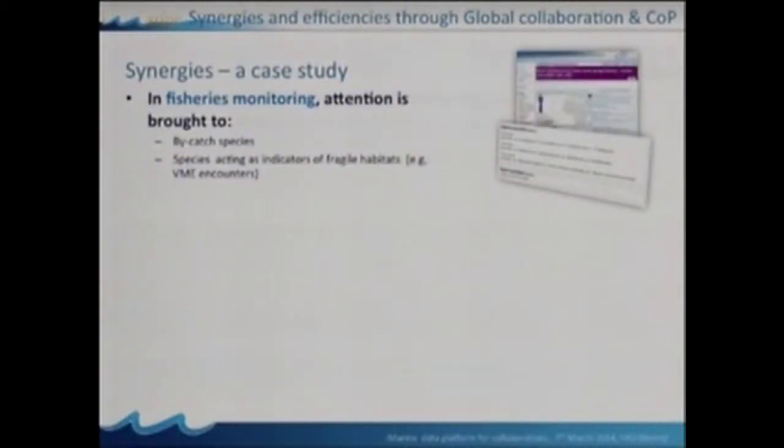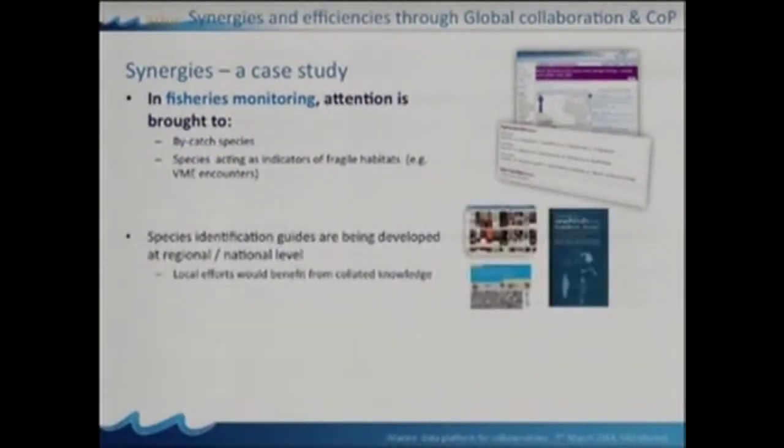Another, I would like to mention another type of synergy through a case study. In fisheries monitoring, in the ecosystem approach, attention is increasingly brought to a much broader range of species caught as bycatch or acting as indicator of fragile ecosystem habitats. That is not only the commercial species. And so that's why many species identification guides are being developed at regional or national level. But indeed, local effort would benefit from collated knowledge.